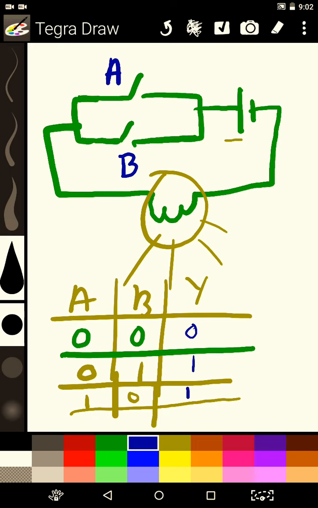Similarly, the next case is when the input is 1 and 1. That means switch A is closed and switch B is also closed. That will form a closed path, so there will be current flow in the circuit and the bulb will glow. So the output equals 1. This is the truth table for the OR gate.